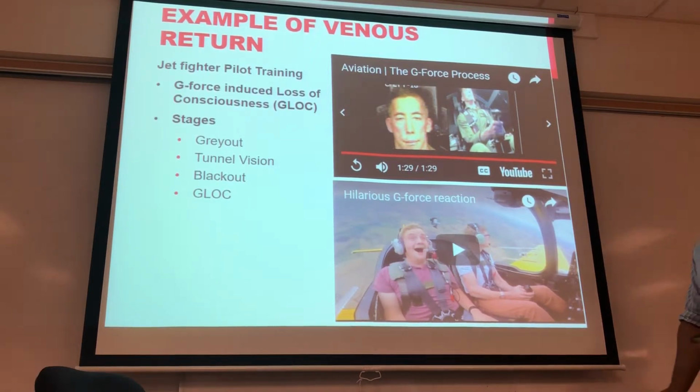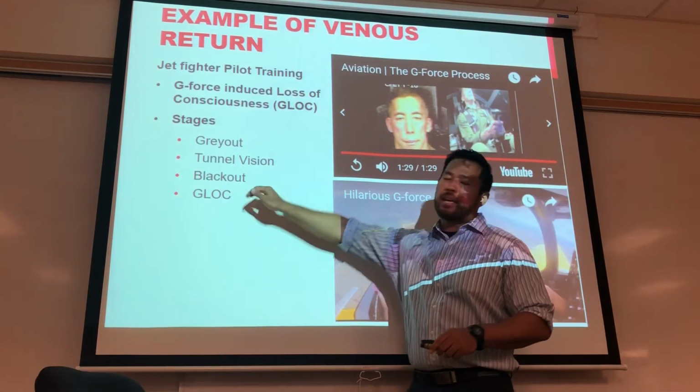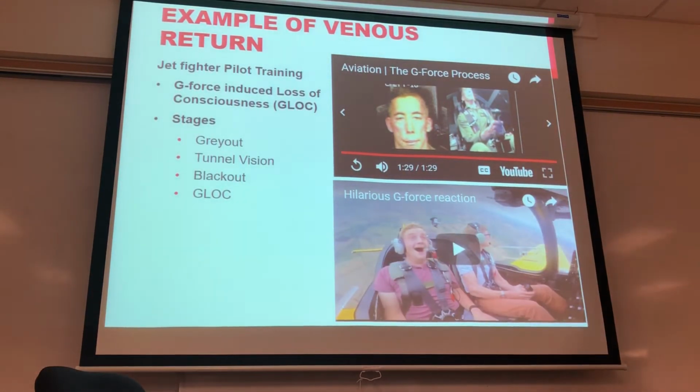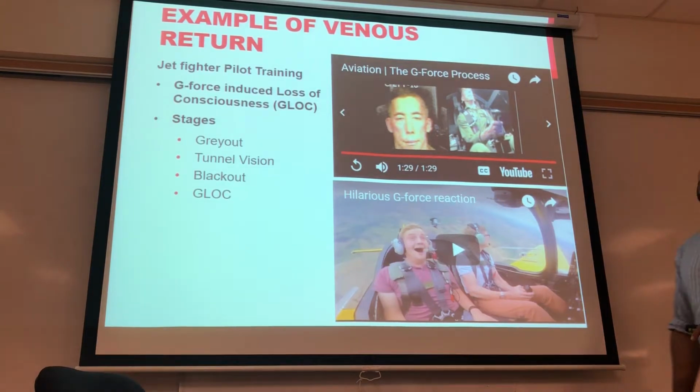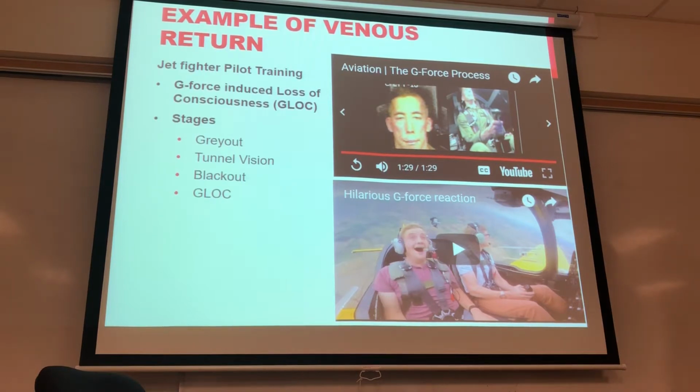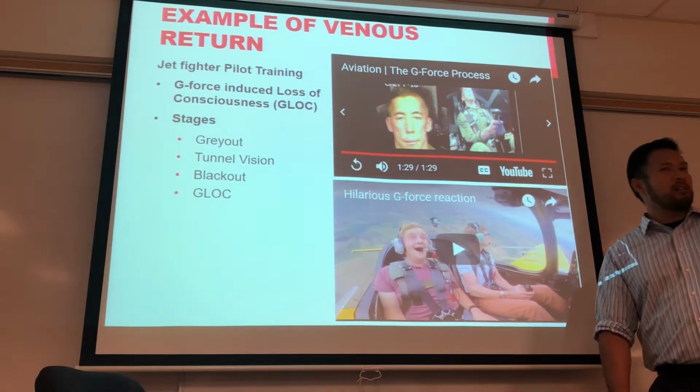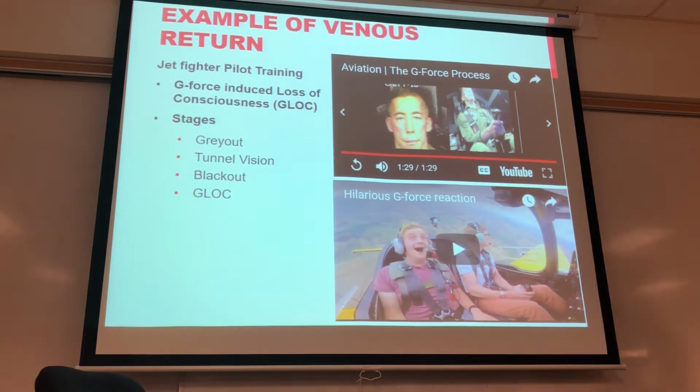So what happens with the different stages? Gray out, tunnel vision, blackout, and G-lock. You'll see the differences in the stages. It's not like the first thing that happens is you pass out. If you were to ask them to report what symptoms they're seeing, they call it gray out. Gray out is the loss of color vision, and that's due to the decreased blood flow to the retina. We know that the cones, which see color, typically fire more, and of course require more blood flow to the retina. So the first thing we lose is color vision.